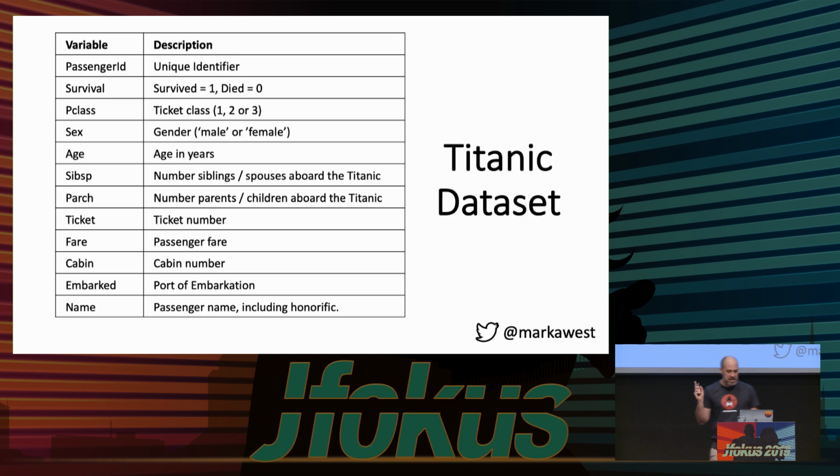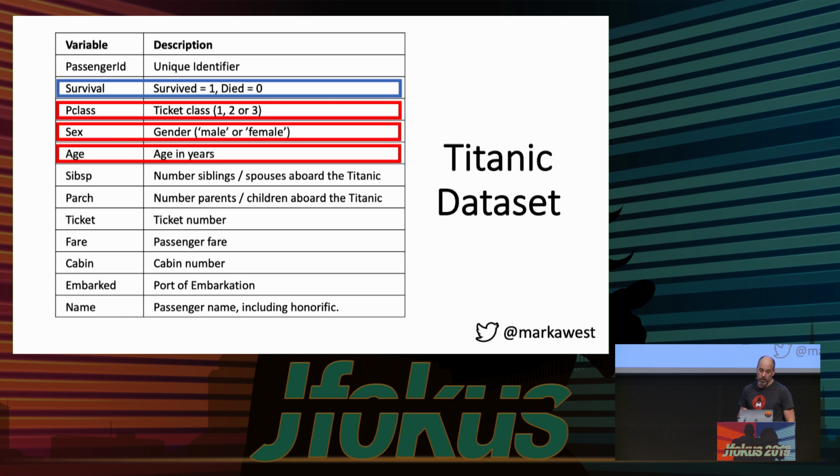So this is what the data set looks like. These are the variables that I have. I'm really only interested in the survival, which is a 0 or 1, the ticket class, which is 1, 2, and 3, 1 being first class, obviously the best, and the third being third class, which is Leonardo DiCaprio. Gender, which is currently set to male or female, and the age in years. That's what I'm going to use to build my model. I'm going to build a decision tree.